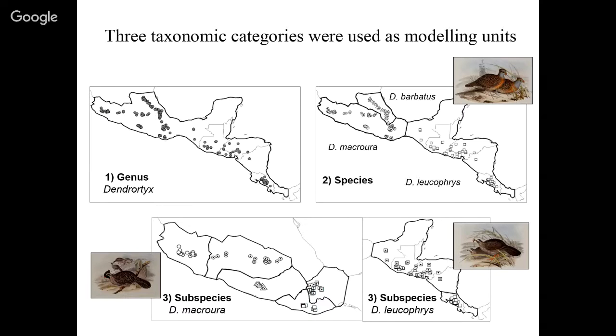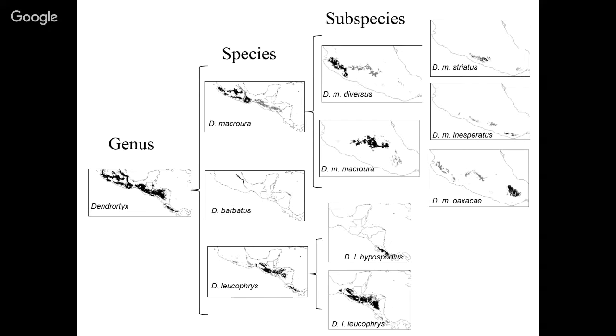Another exercise was related to the subspecies of Dendrortyx leucophrys. Again, to be honest, we were not able to distinguish between the 2 subspecies described for Chiapas, Guatemala, and Honduras, because the 2 subspecies are just mixed up. Okay, let's see the results. These are the geographic models obtained for each category. As you can see, the genus to your left, then the species. I know this is a very small picture, but I want you to see just the patterns.